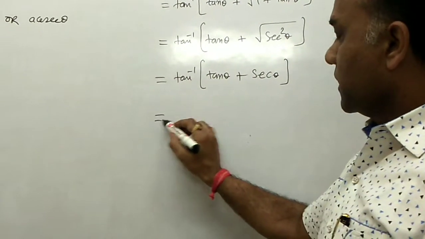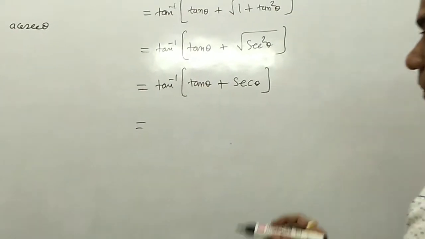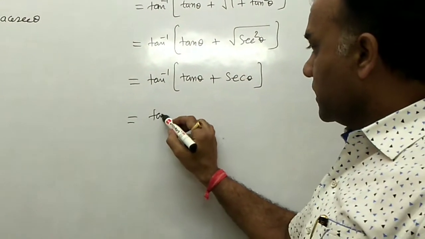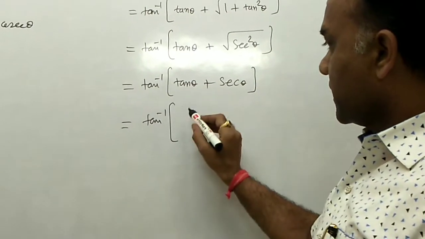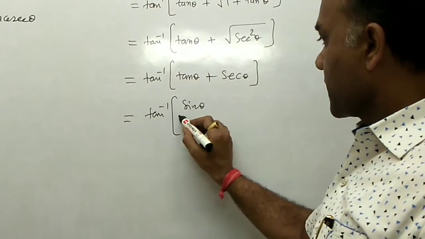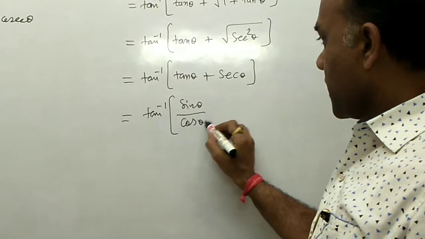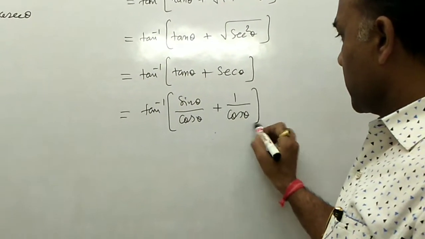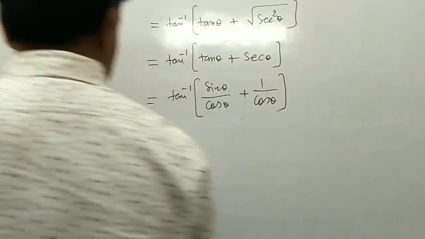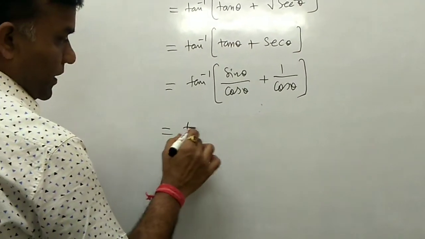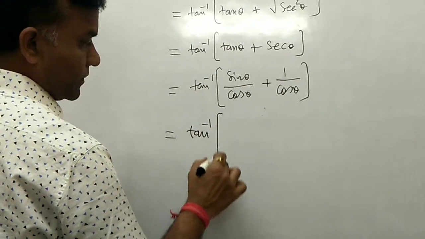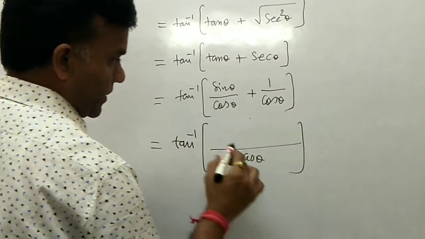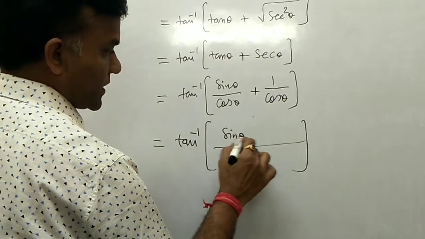Again it is not solvable, because inside tan inverse the value is tan plus sec. So first we convert into the simplest form. Tan is sin by cos, and sec is 1 by cos. Taking the LCM, which is cos theta, we have sin theta plus 1.